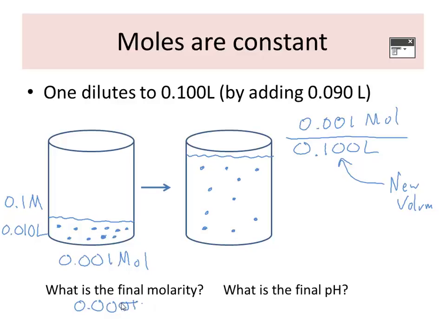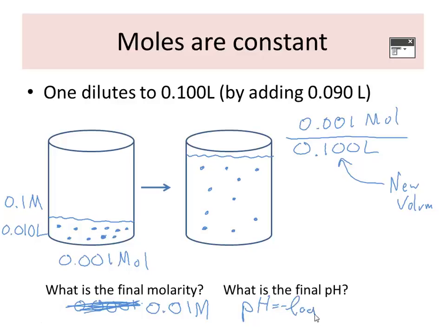How do you help the moles? Use the triangle. So I had 0.01 molarity. That's my new molarity here, because I have 0.001 moles divided by 0.100 liters. And I can calculate my pH of that number.